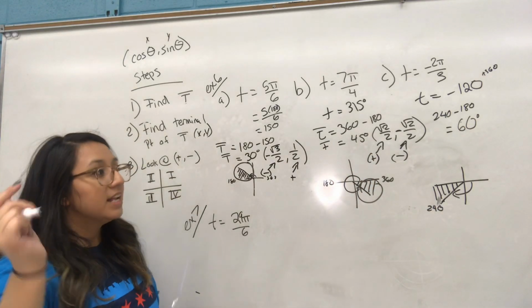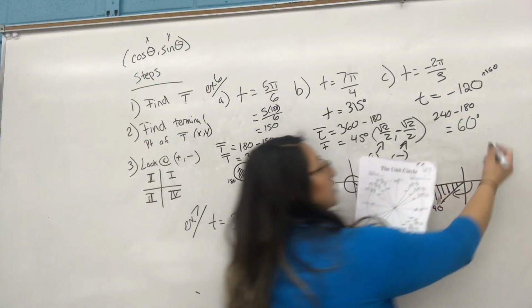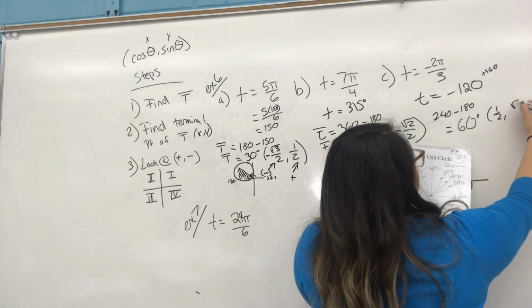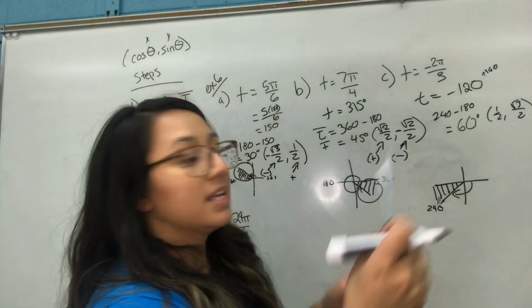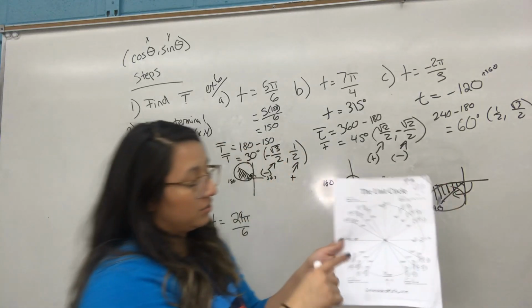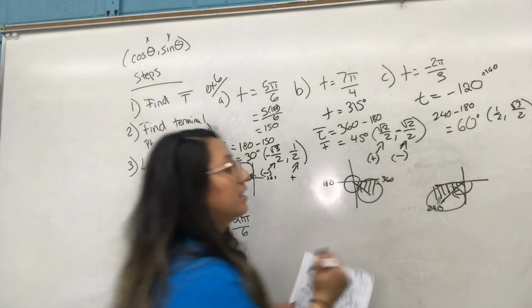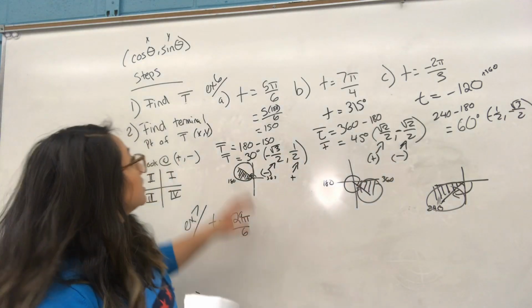Find your reference angle. Now find the terminal points. You're finding the coordinates. For 60 degrees, the coordinates are 1/2, radical 3 over 2. It's that point right there. Now, third step, we're in the third quadrant. According to the third quadrant, everything is negative. So therefore, this is negative and this is negative. That's it for example 6.